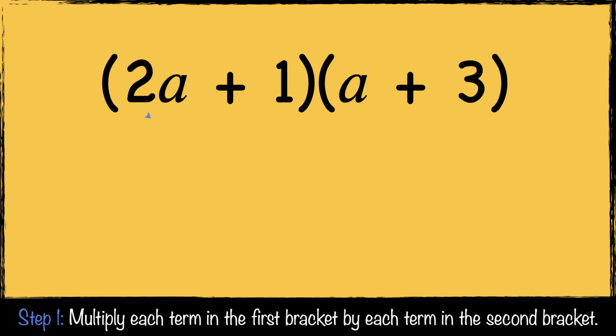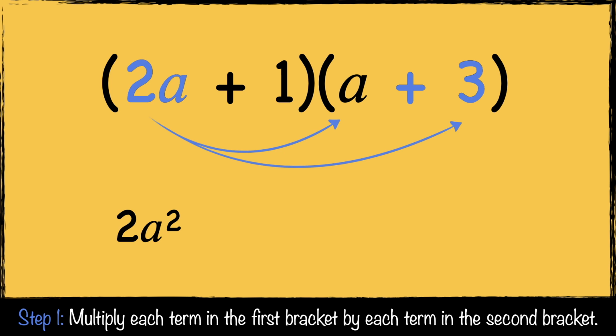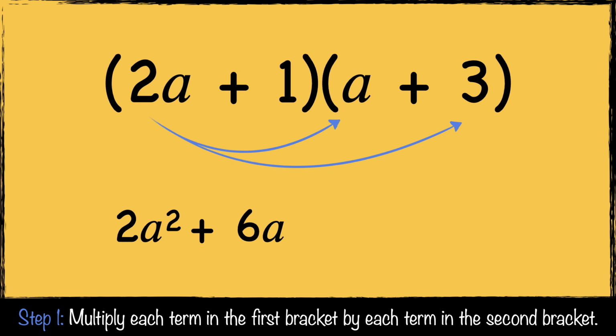First, we multiply 2a by a, which gives us 2a squared. Then we multiply 2a by 3, which gives us 6a. Now we multiply 1 by a, which gives us 1a, which can just be represented as a. Then we multiply 1 by 3, which gives us 3.